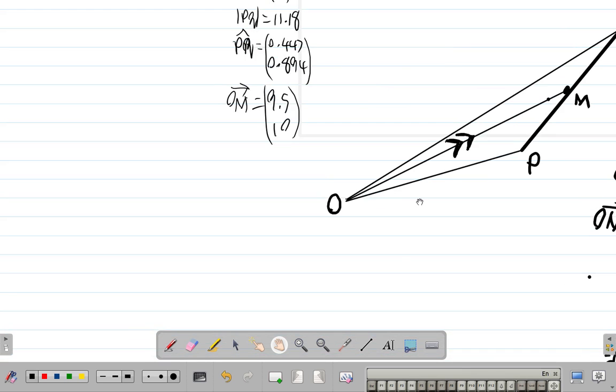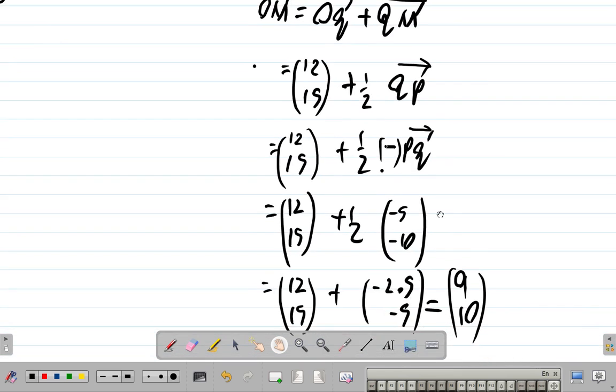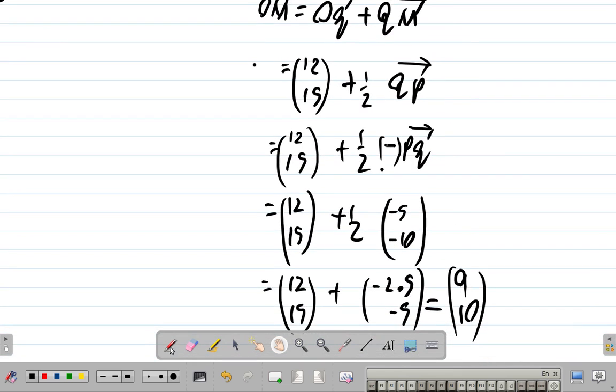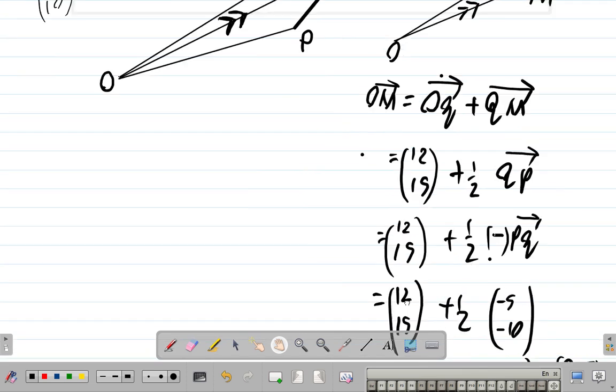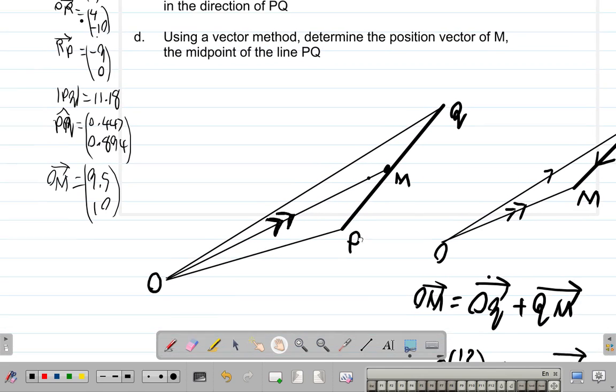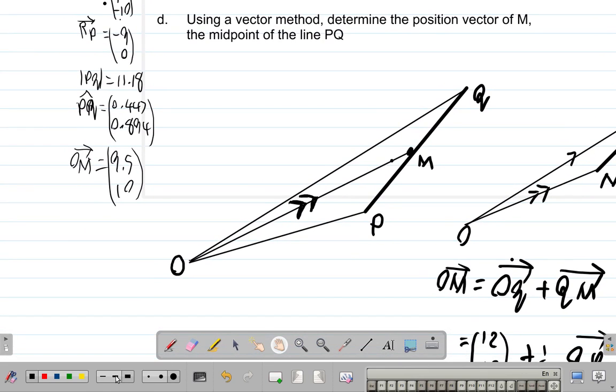Was it the same thing as before? Oh, 9.5. 10 minus 0.5 is 9.5. So it would be 9.5,10. Right, so we see we get the same thing.